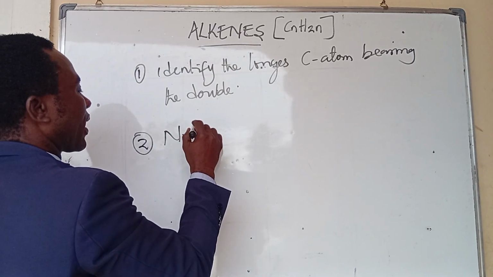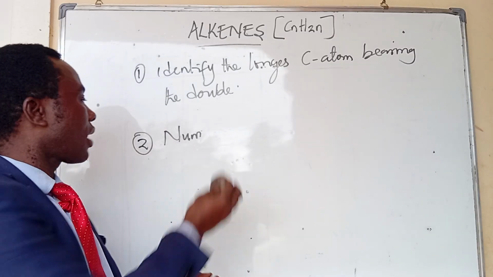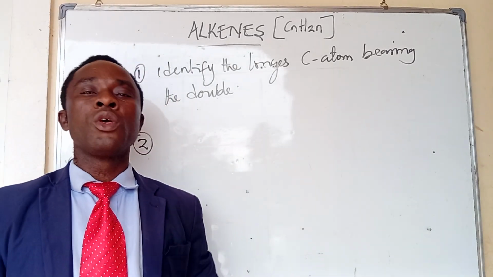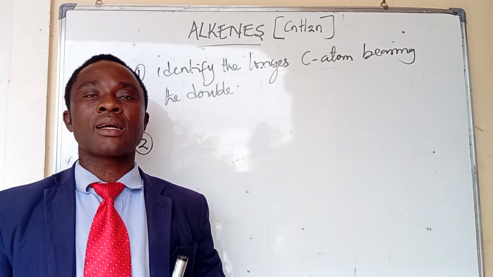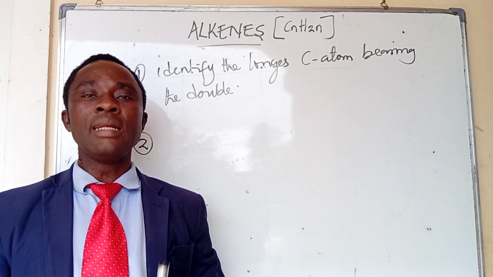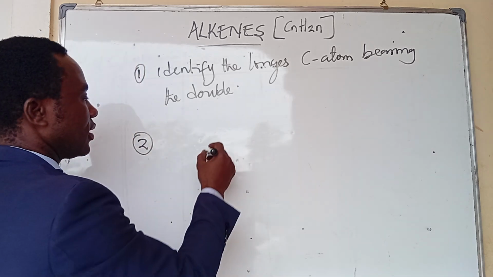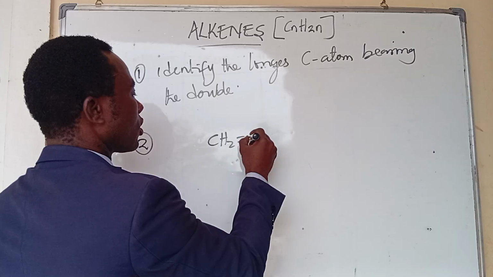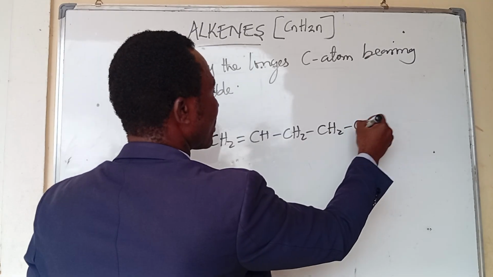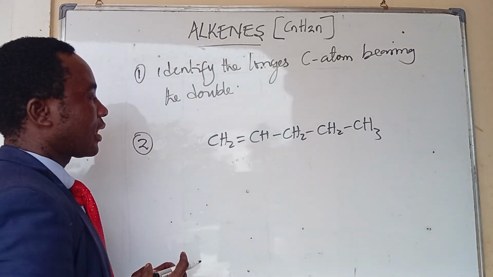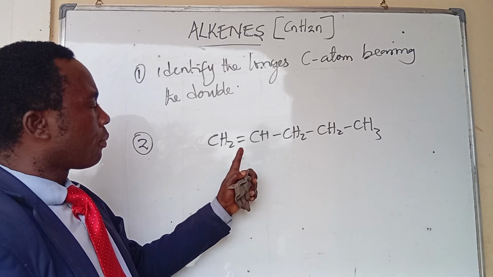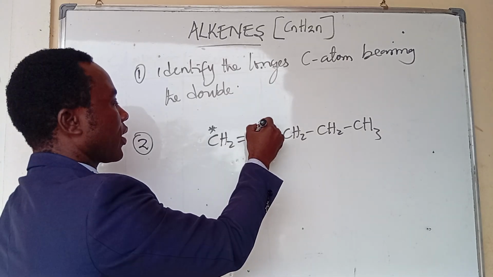Number the carbon atoms of the longest carbon chain. While you are numbering the longest carbon chain, you must make sure that the first carbon bearing the double bond takes the least number possible. What I mean is this: if I have CH2 double bond CH, CH2, CH2 and CH3, where are the carbons that bear the double bond? It is between these two carbons.